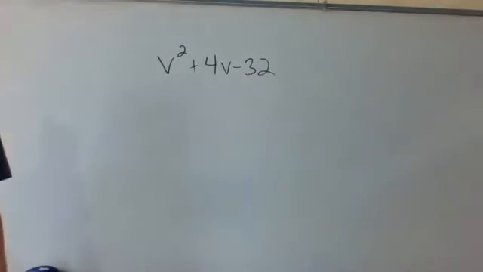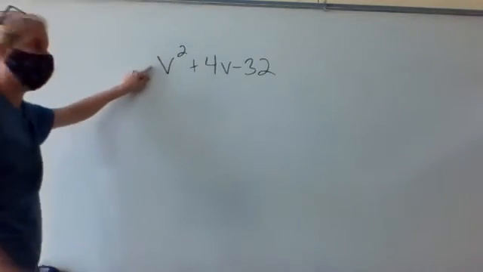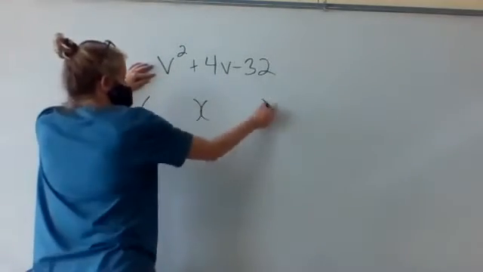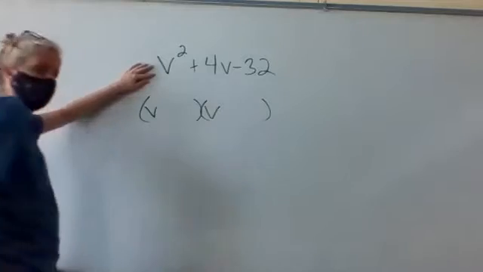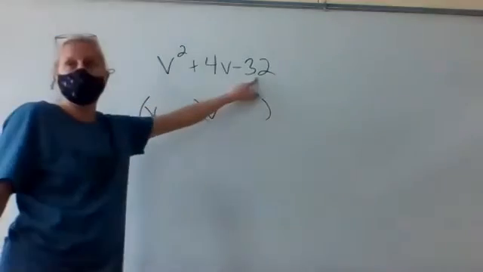Everybody's in the right order. Still a good sign, right? There's just a 1 in front of my v squared, so it's going to be v and v. Let's write the ways to multiply to get 32.